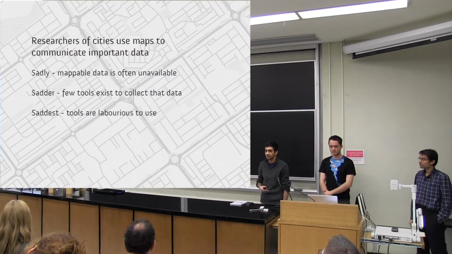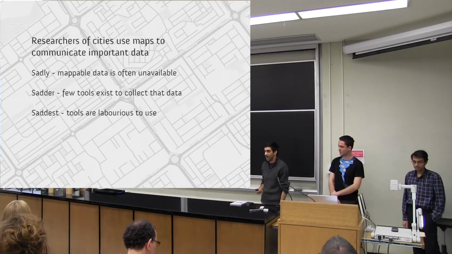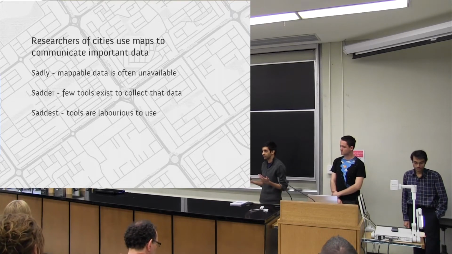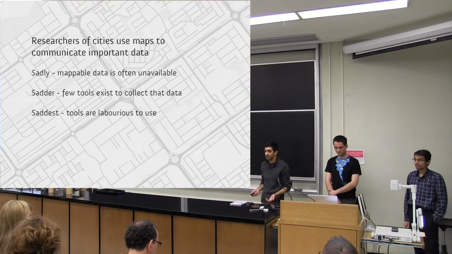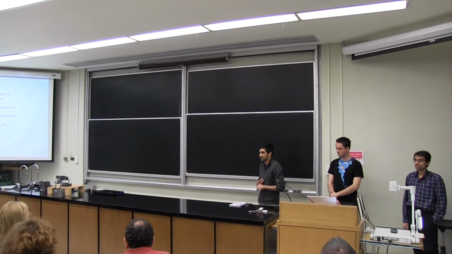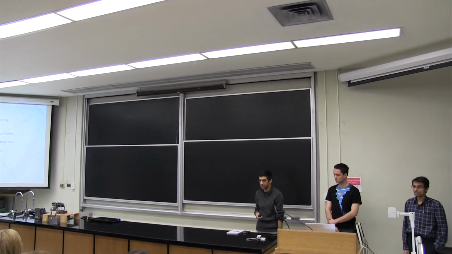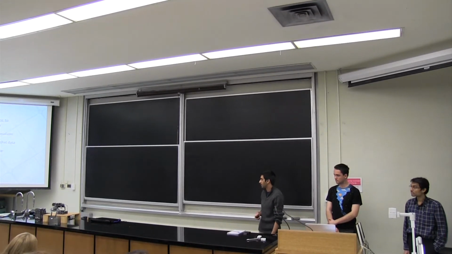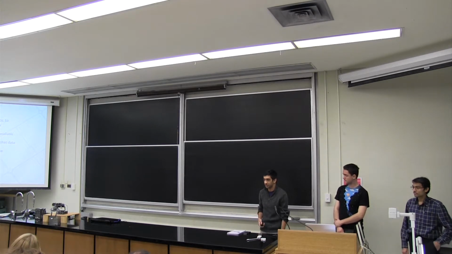So just as some context, researchers of cities, and especially urban planners, use maps to communicate complex data about our surroundings. Unfortunately, there isn't a lot of data out there to create these maps, and the tools to collect this data are often quite clunky to use or impossible to obtain for people that are collecting. And even worse, often these tools are quite laborious to use and the data is difficult to manage.